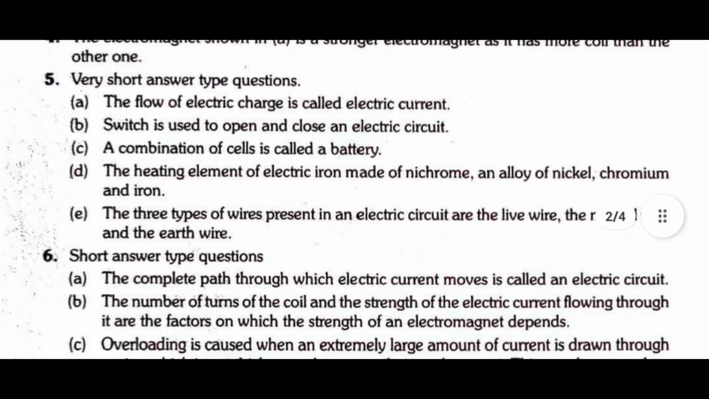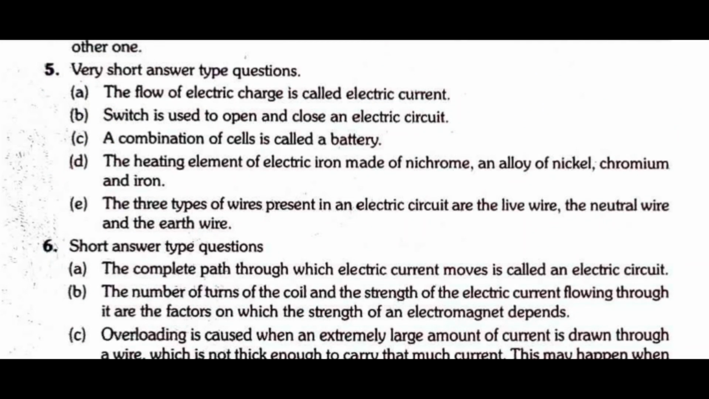Then E, name the 3 types of wires present in an electric circuit. The 3 types of wires present in an electric circuit are the live wire, the neutral wire and the earth wire.